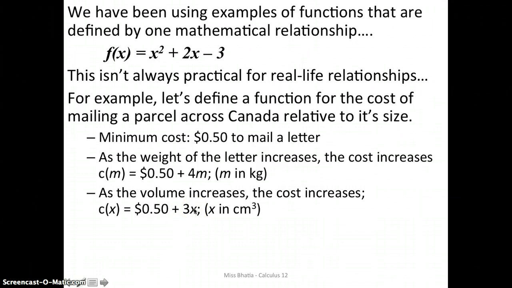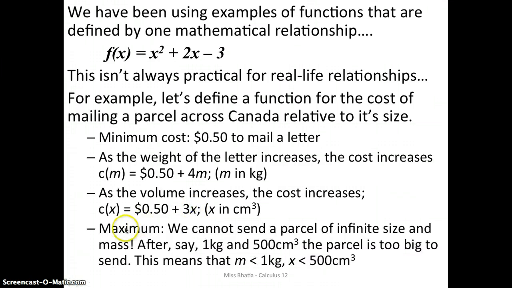And as our parcel continues to grow, we'll eventually reach a maximum. I mean, Canada Post can't send parcels that are infinite size and infinite mass. So, for example, they may say after 1 kilogram and 500 centimeters cubed, we can't send the parcel. So it's too big to be mailed. So that means that our mass must be less than 1 kilogram, and our volume must also be less than 500 centimeters cubed.